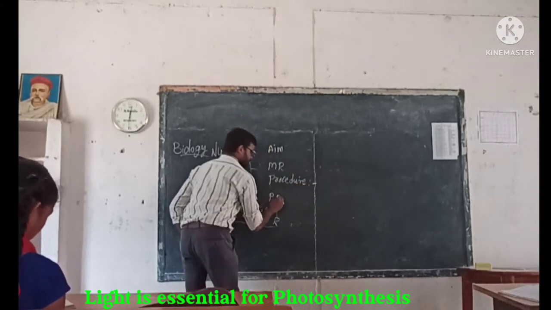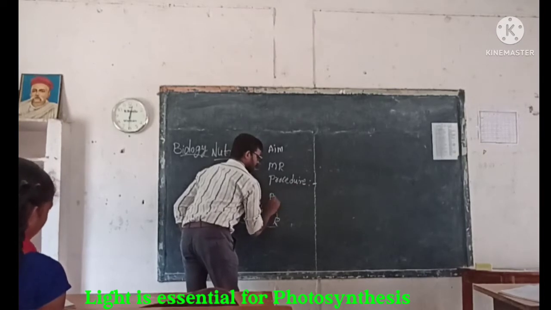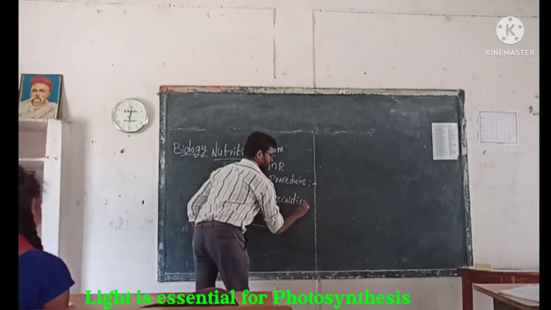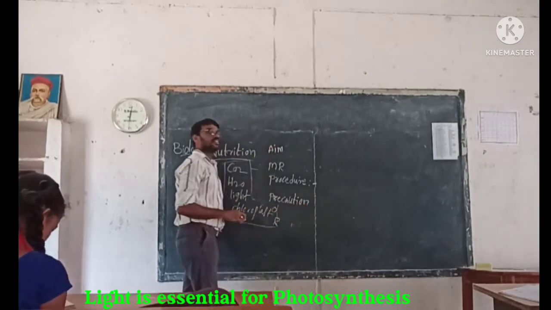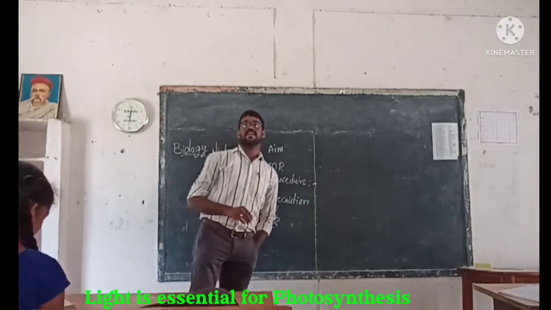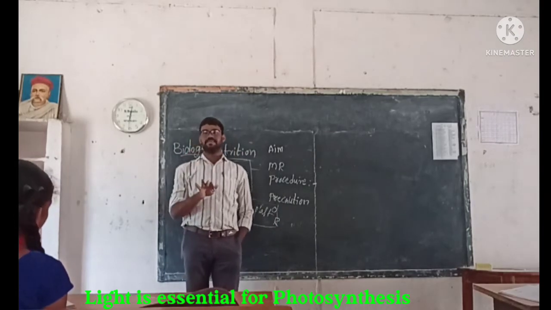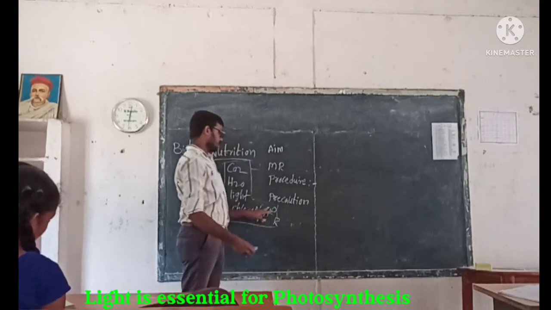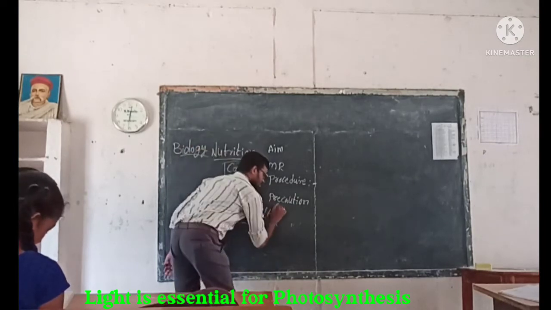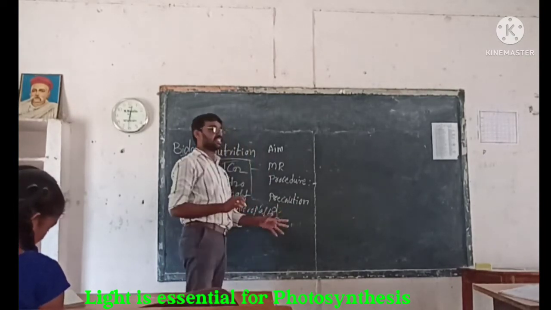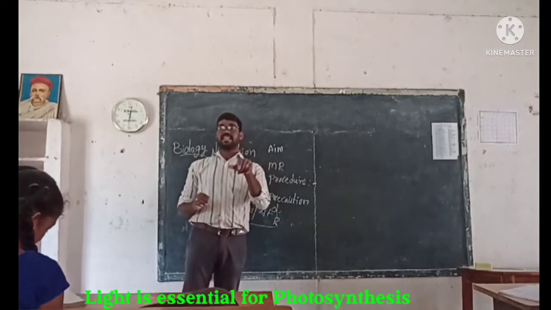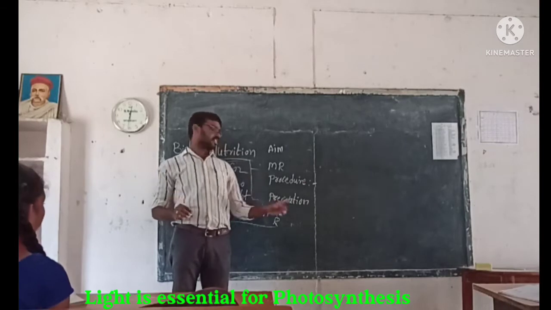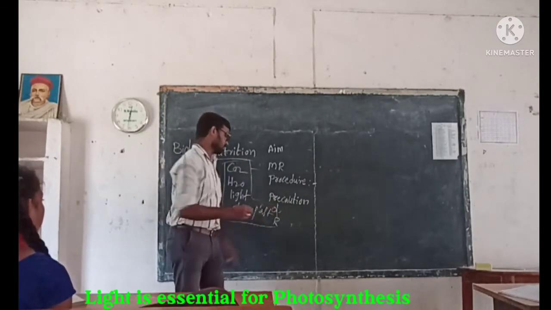Next one is precautions. It means when we are doing any activity, we want to take care of all the things. So, what type of precaution do we want to take? You want to write that in this one. Next, observation. When we are doing any activity, some variations occur during the experiment. The changes you want to observe and write in this one.